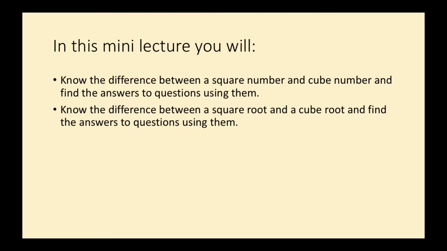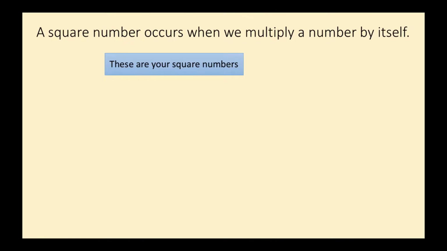In this mini lecture, you will know the difference between a square number and a cube number and find the answers to questions using them. You will also know the difference between a square root and a cube root and find the answers to questions using them. So, a square number occurs when we multiply a number by itself.